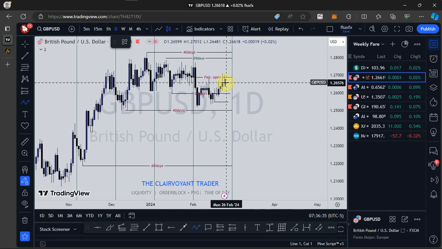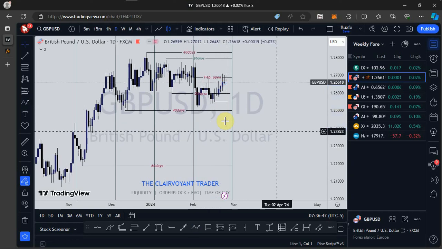All right, taking out this low right here and then the previous 40-day low. So going into next week, I'll be looking out for bearish prices so far as the dollar index is concerned.